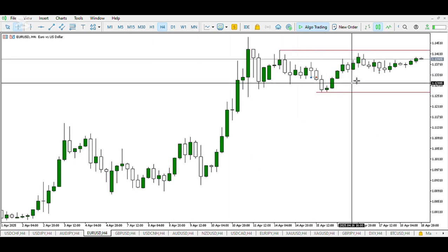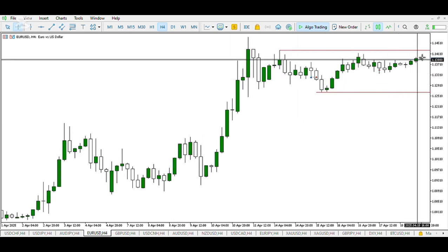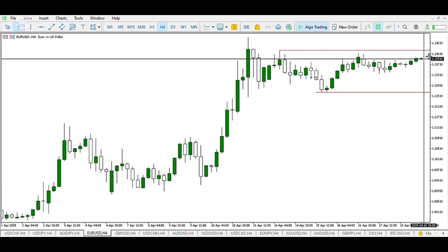The market does this because forex trading is a zero-sum game. So for sellers to make money, they need to set a bait for buyers, and for buyers to make money, they need to set a bait for sellers. That is how the market makers that call the shots move the market.